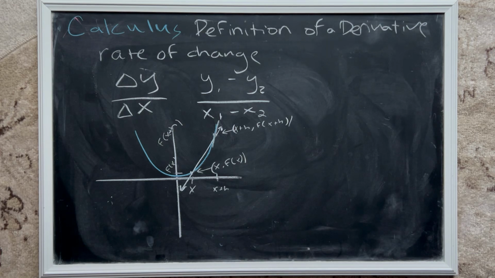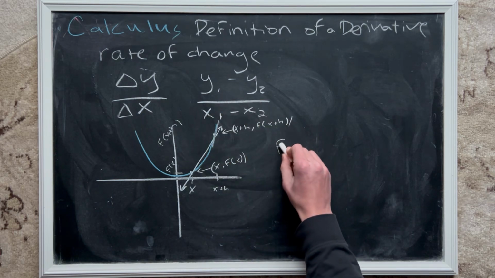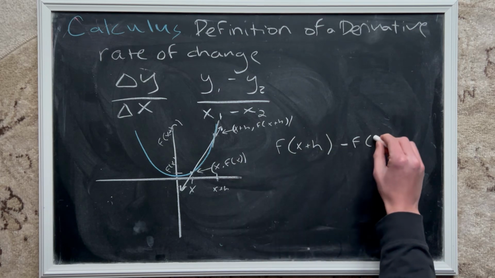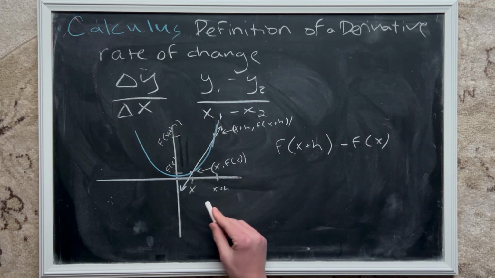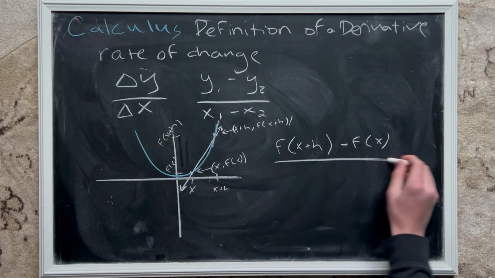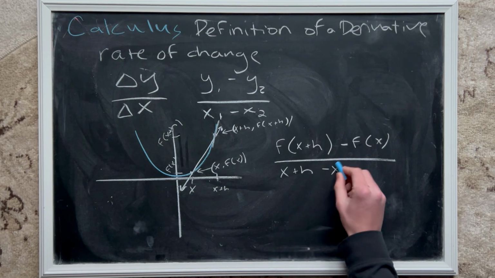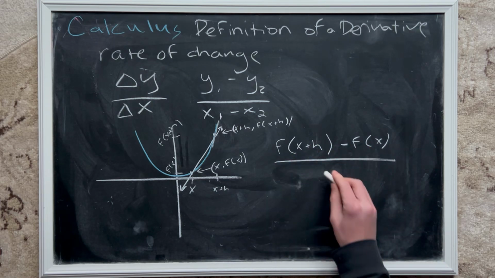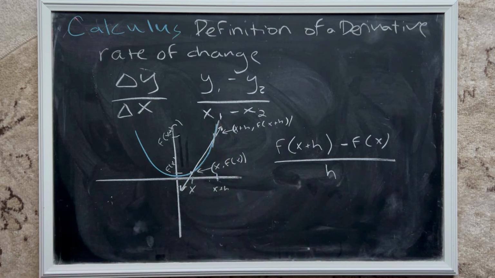Alright, so now let's take the slope of those 2 points. So we know it's change in y over change in x. Change in y, so we're going to take f of x plus h, subtract f of x, right? That's the difference between here and here. And then over here, the change would be x plus h minus x. And x minus x is 0, so we can just remove that, and we're left with h. So this is the slope between 2 points on the graph.